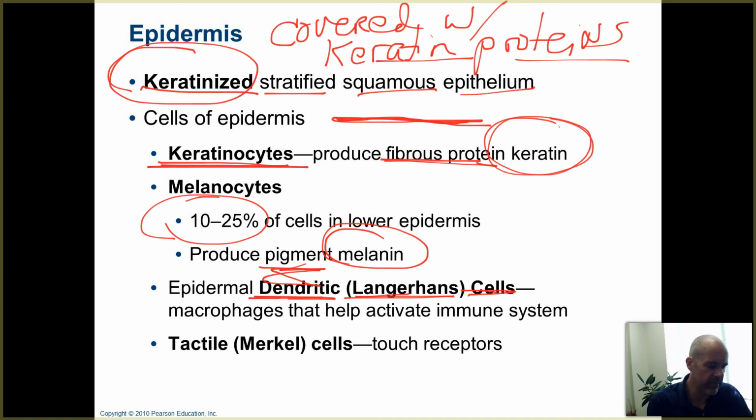There also are some cells in the epidermis called tactile cells or Merkel cells that are touch receptors. So when somebody touches your skin, those cells get activated and it triggers nervous system signals that get sent to the brain, and you perceive that as touch.